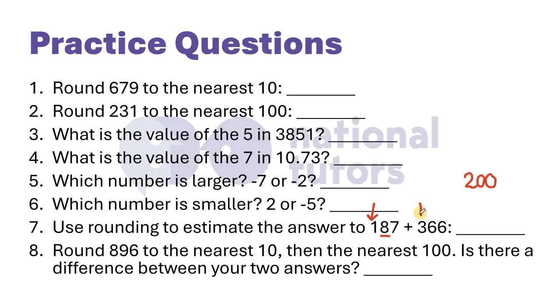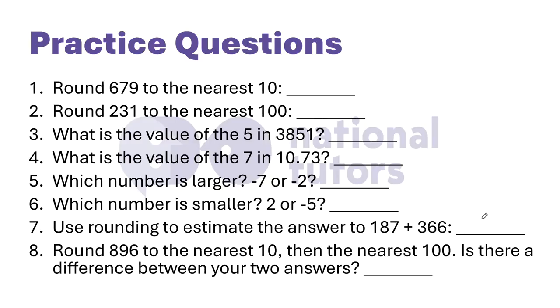If I was rounding 366 to the nearest 100, 3 is my affected integer, 6 is my decider, it's higher than 5, so I would round that to 400. So I would end up with 200 plus 400, which would give me an answer of 600. So whether you got the answer 560 or 600, both answers are acceptable because in this case, you had to use your best judgment for the estimation.